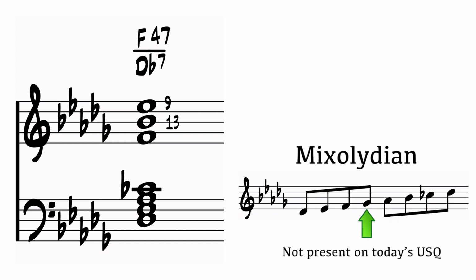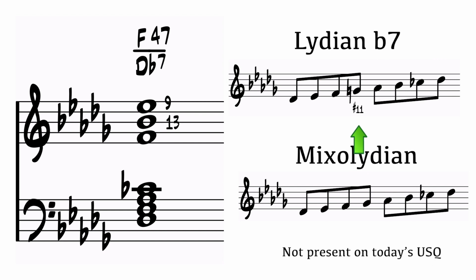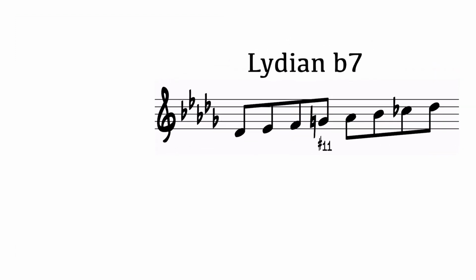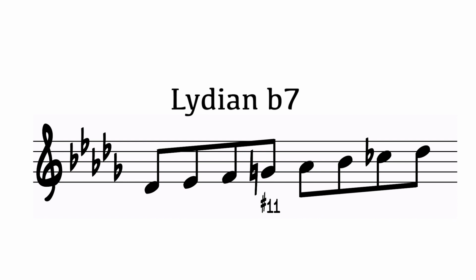Since today's upper structure does not include any kind of 11th, it doesn't completely define the Mixolydian scale, thus allowing its use on dominant 7th chords with a sharp 11, which are well paired with the Lydian flat 7 scale. These dominant 7 chords with a Lydian flat 7 as their chord scale are very often found in harmony.